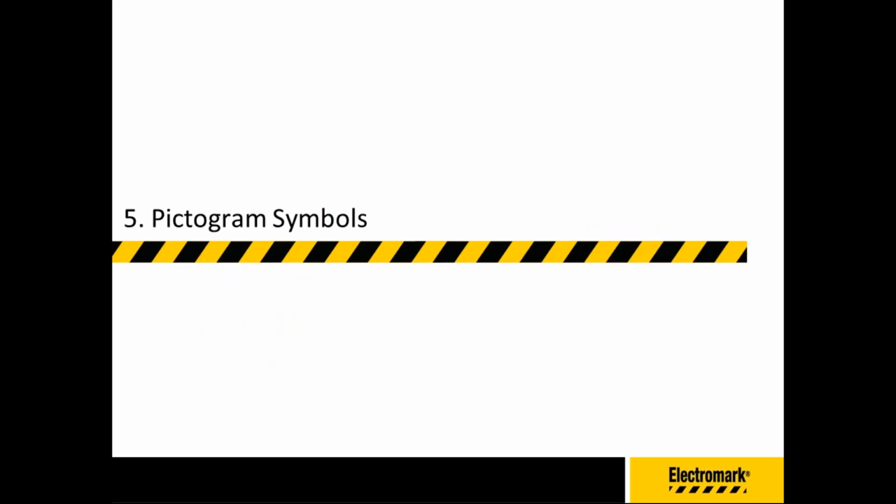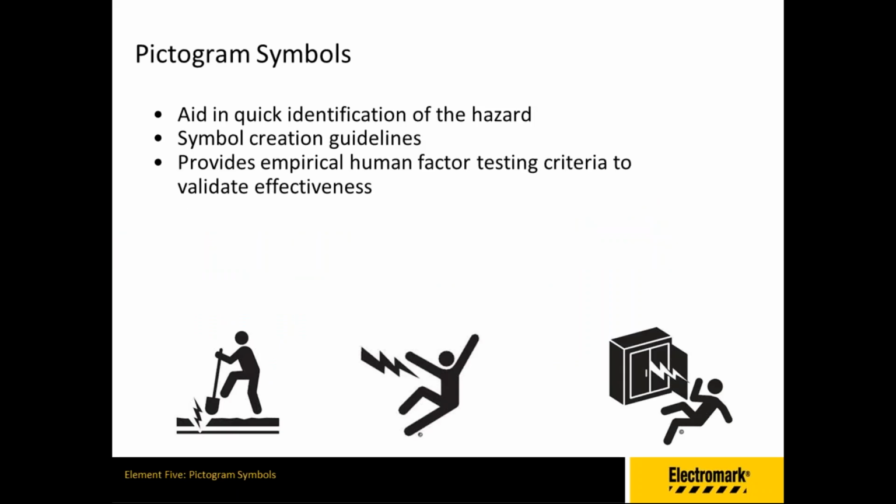And then the last design element I'd like to cover is pictogram symbols. Safety symbol pictograms are one of the more misunderstood and confusing design aspects of Z535, I think. Safety symbol pictograms aid in quick identification of the hazard, especially among speakers whose primary language is other than that which the written message is communicated in. Individual safety symbols should be designed wherever possible as elements of a consistent visual system. So therefore, the standard provides symbol creation guidelines.